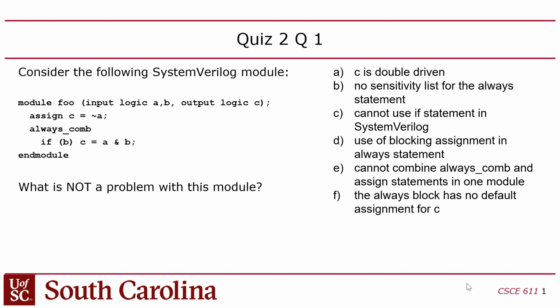Use of a blocking assignment in an always statement. That is a blocking assignment statement, and that's fine. In fact, that's correctly used because that's a combinational always, and in combinational logic, you should use a blocking assignment. So that's just a regular equals sign. That's not a problem. Cannot combine always_comb and assign statements in one module. That's fine too. It's no problem. And the always block has no default assignment for C.